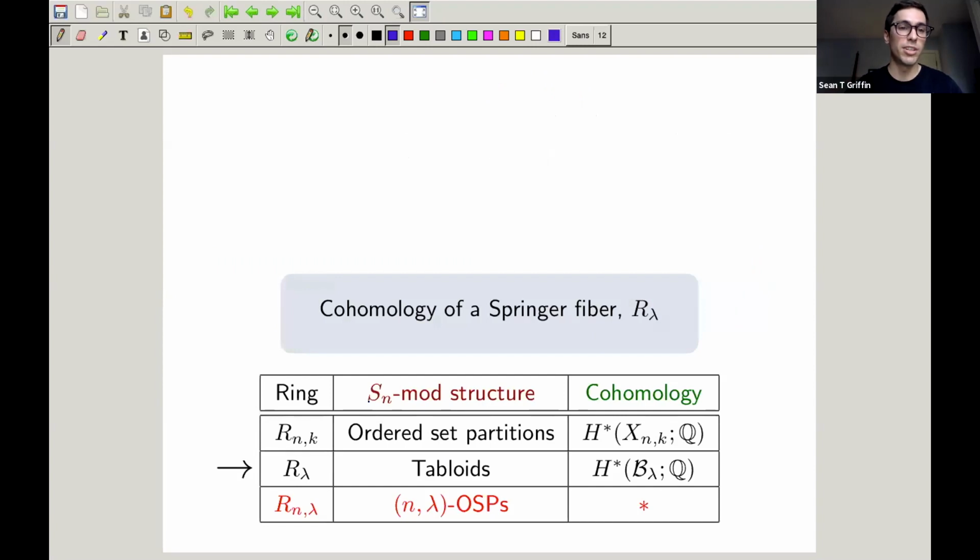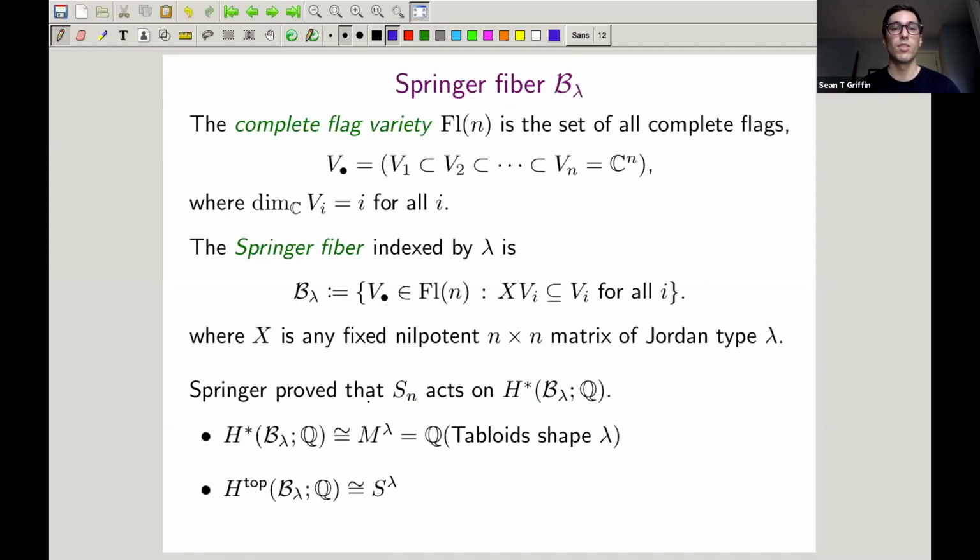So that's Rnk. And the next family is R lambda, the cohomology ring of a Springer fiber. First, the complete flag variety is the set of all complete flags. A complete flag is a sequence of nested subspaces of C to the n, where the dimension of the ith subspace is equal to i.